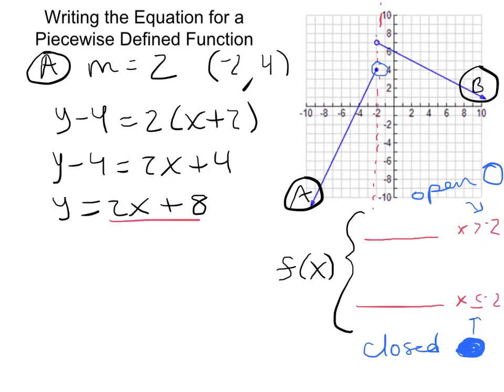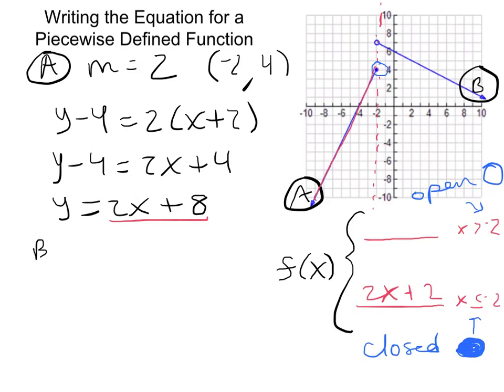So I'm going to take this equation, or this rule, 2x plus 8, and we see that this corresponds to the section of the graph when x is less than or equal to -2. So I'm going to write 2x plus 8 down there. That's the rule that we follow when we're at -2 or below.